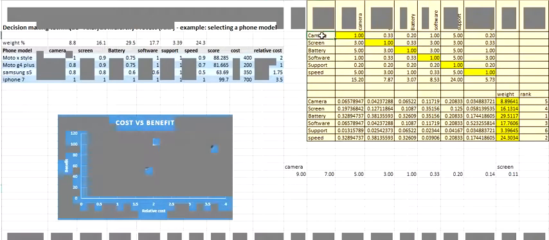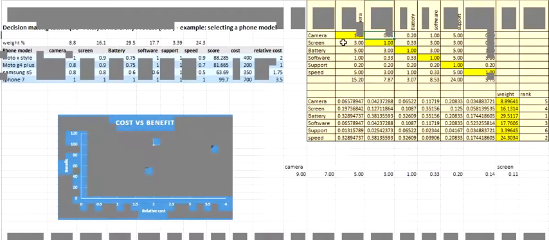So camera to camera, we can't compare those. So that's why these are all one, highlighted in yellow. So you just put one here in this diagonal, and all you need to do is fill the upper right part of the matrix above this diagonal.